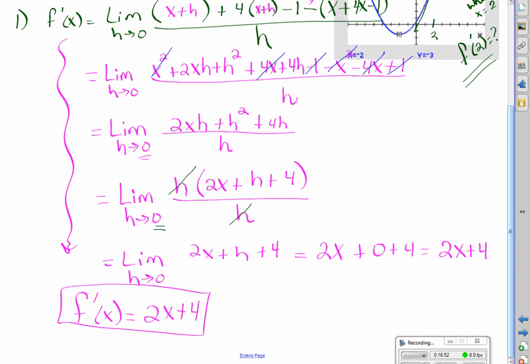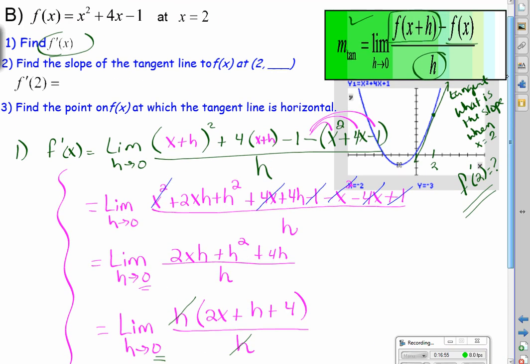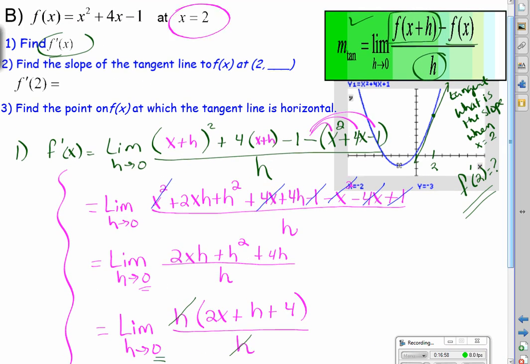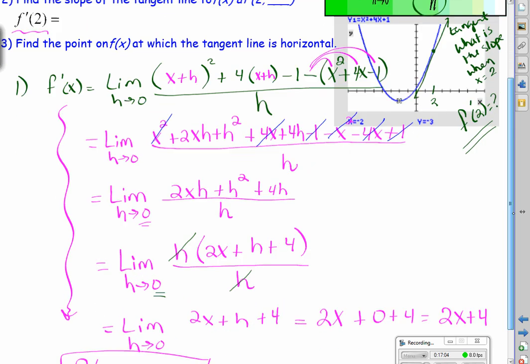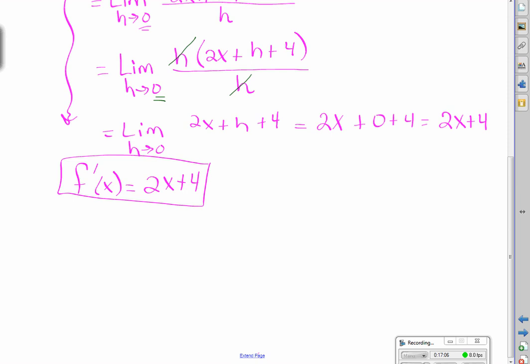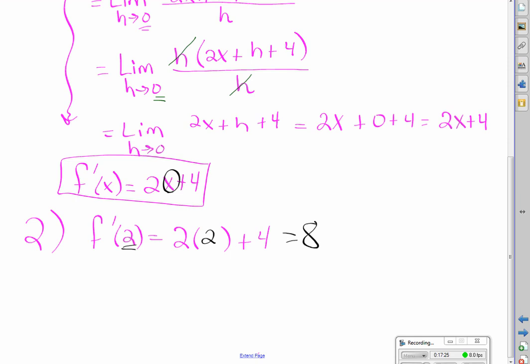Okay, that took care of part 1 of our problem. Next thing it wanted to know is what the slope is at 2. What is the derivative at 2? Well, that means simply let's plug in 2. So here's part 2 of our problem. F prime of 2 equals, well, we're going to do 2 times something plus 4. I'm going to put in, instead of this x, 2. 2 times 2 is 4. 4 plus 4 is 8. I know that the slope at 2 is 8.